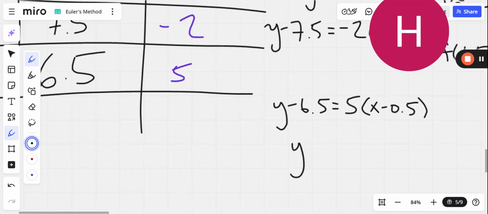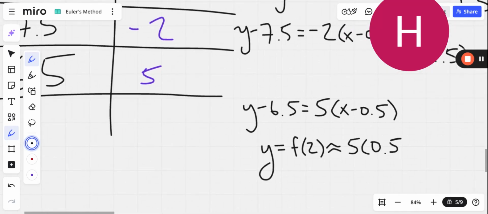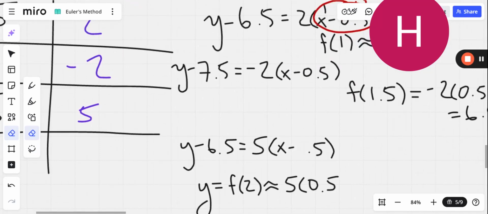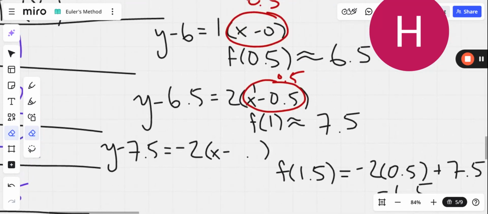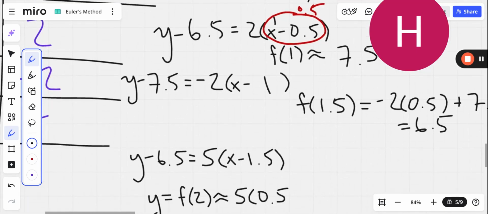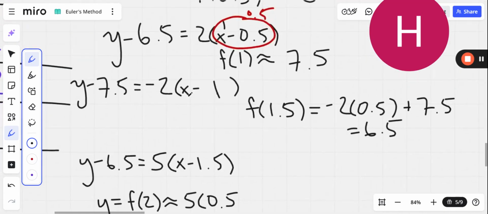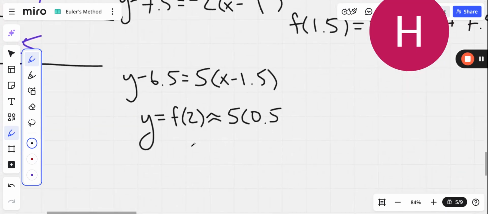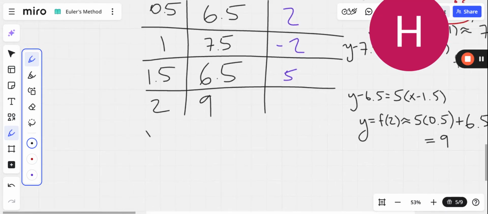So when we approximate y equals f of 2, this is going to be approximately 5 times. You know the drill. The step size is 0.5. Oh, and whoops, this is not 0.5, and this is not. It should be x minus 1, and this should be x minus 1.5. I got into a bad habit of just putting 0.5 in there, and that almost cost me. Okay, so this is going to be 5 times 0.5 plus the previous y value. So this is giving us 9. So we can say that f of 2 is approximately 9.